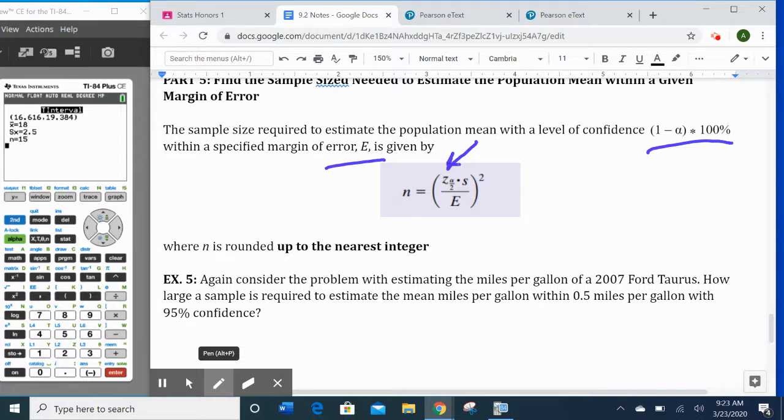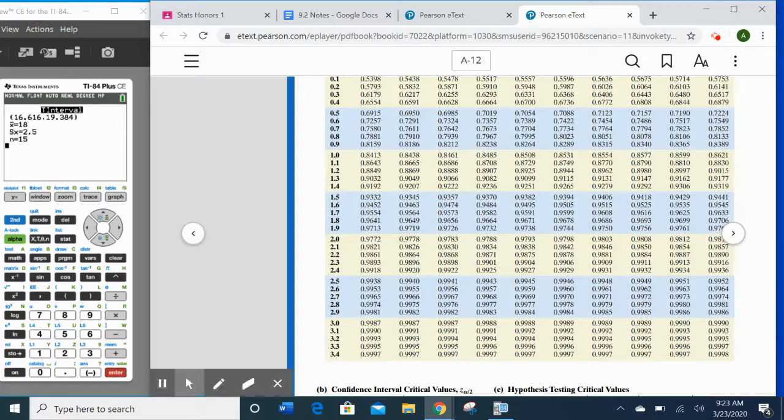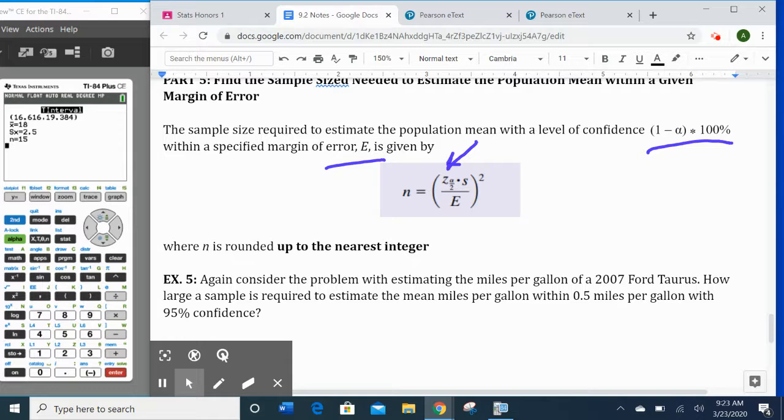That is a Z, which means I'm going back to using my normal distribution chart. So I have my normal distribution chart pulled up. You can either dig yours out. If I need to upload one to the Google Classroom, I can. Just let me know. But I'm using my normal distribution chart because that is a Z. And then N is rounded up to the nearest integer, so it's always rounded up.